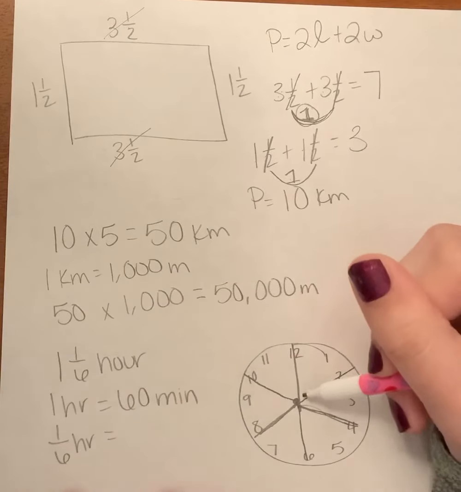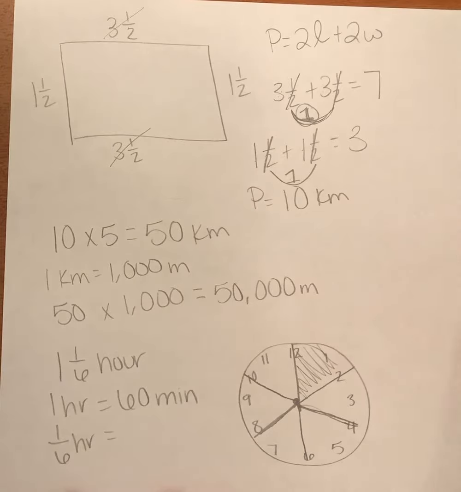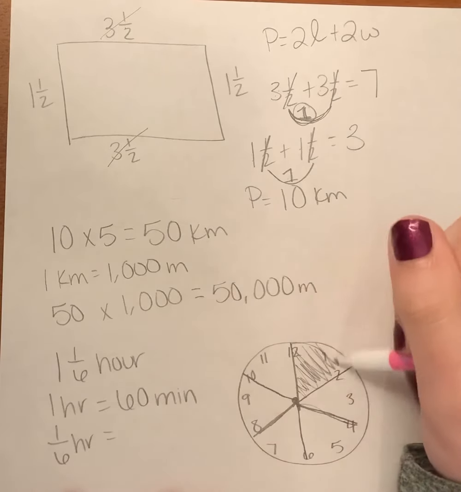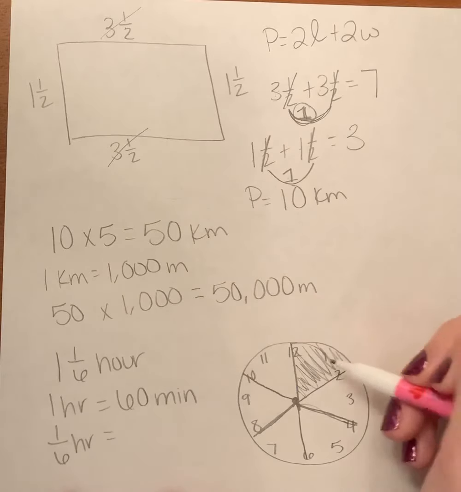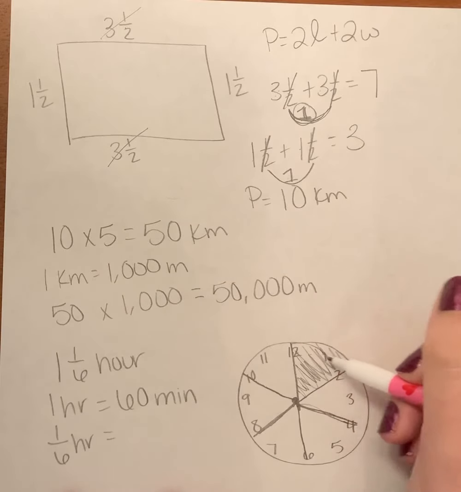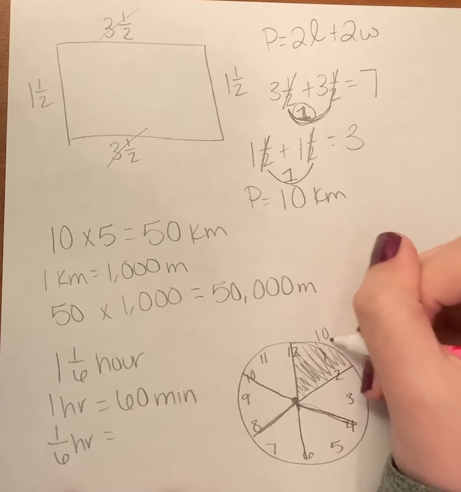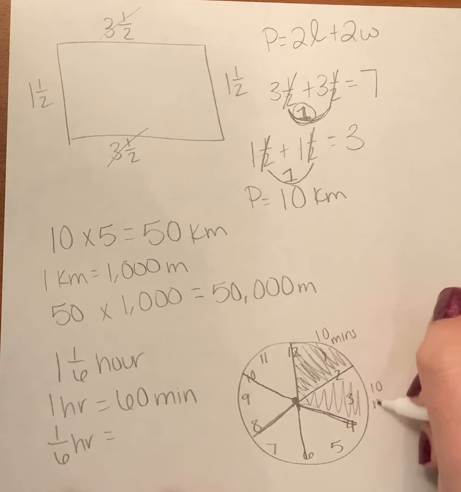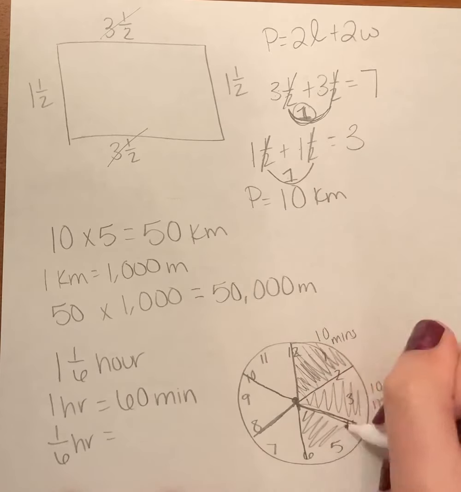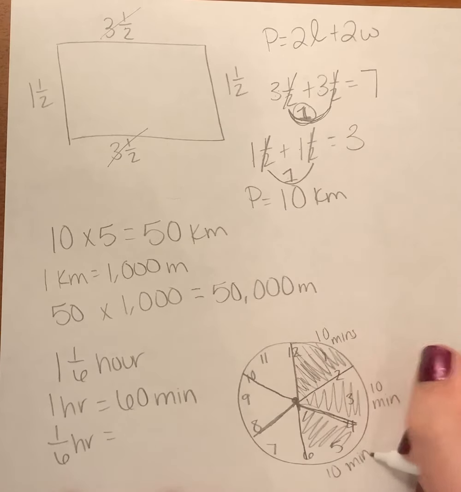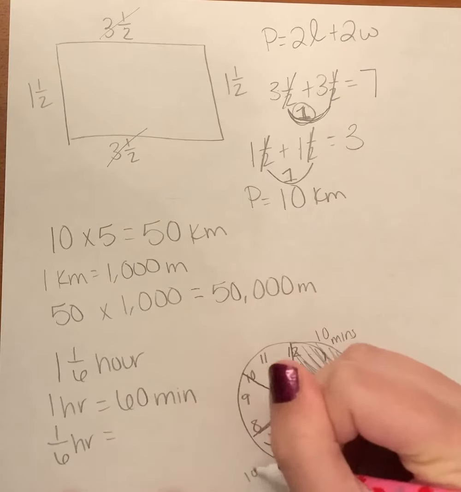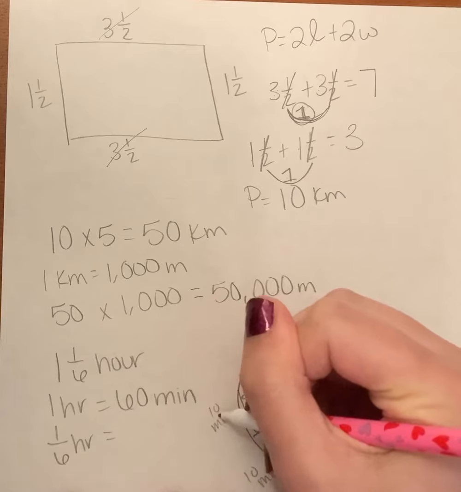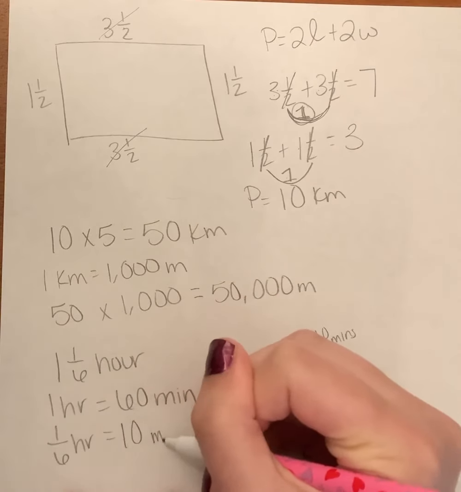Okay, so when I look at 1/6 of this clock, I see that it goes from the 12 to the 2. So how many minutes are in between the 12 and the 2? 12 to the 1 is 5 minutes. 1 to 2 is 5 more minutes. So I know this is 10 minutes. So each 1/6 is 10 minutes. So I know 1/6 of an hour is 10 minutes.